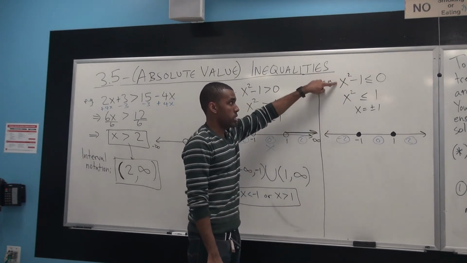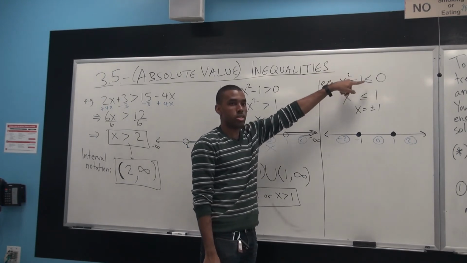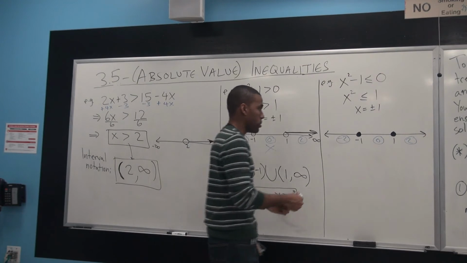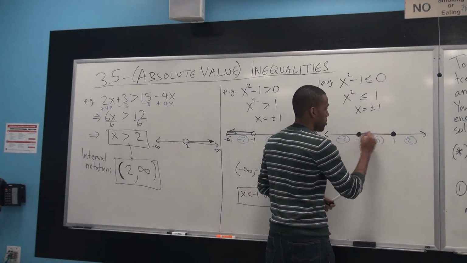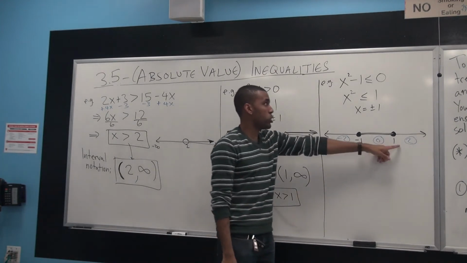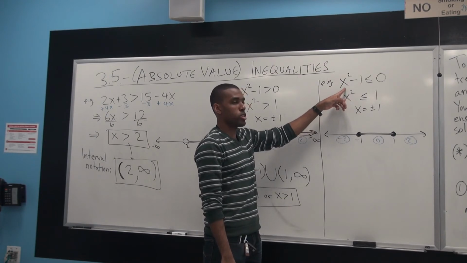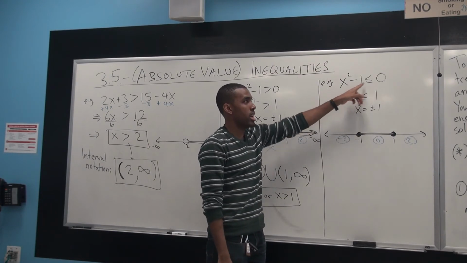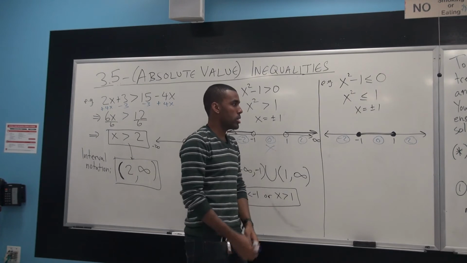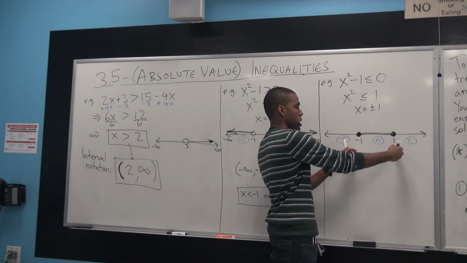Or if I plug in 0, 0 minus 1 is minus 1. Is that less than or equal to 0? That does work. So in the middle works this time. Or if I plug in 2, it doesn't work, right? Plug in 2, I get 4 minus 1, which is 3, and that's not less than or equal to 0. So in this case, the only numbers that work are between minus 1 and 1.